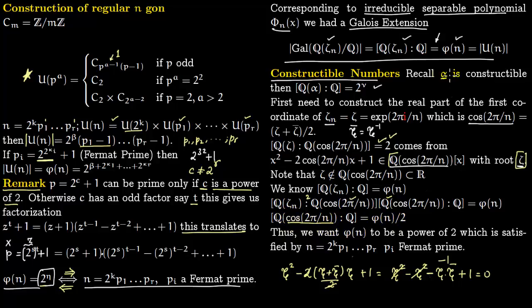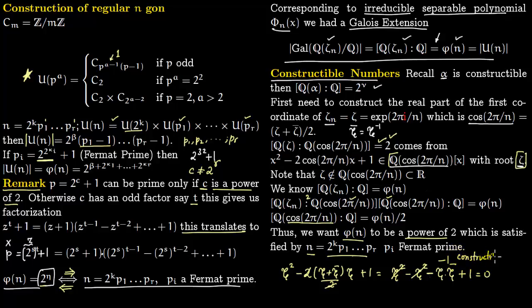So this is our alpha. So alpha is constructible. Q alpha over Q is this 2 to the power of nu. So we want this to be a power of 2. So therefore, this side is getting divided by n. So we want phi of n to be a power of 2, which is satisfied precisely by this n equals 2 to the power of k p1 all the way to pr, where each pi is a Fermat prime. So we have constructible if our real part is constructible.